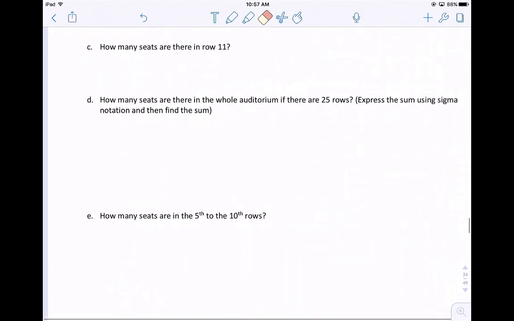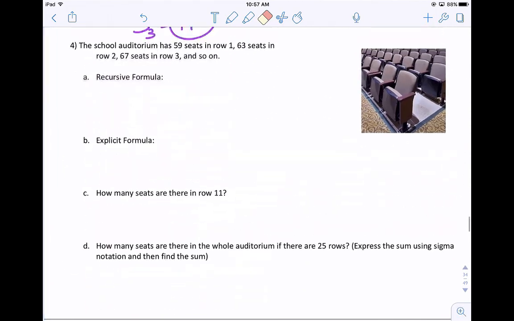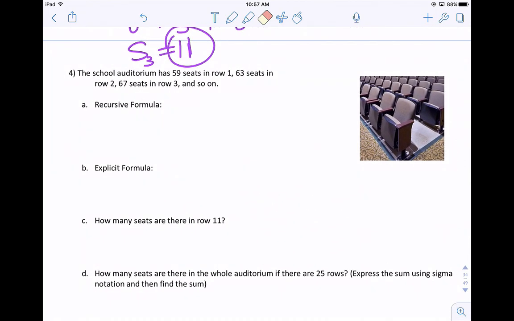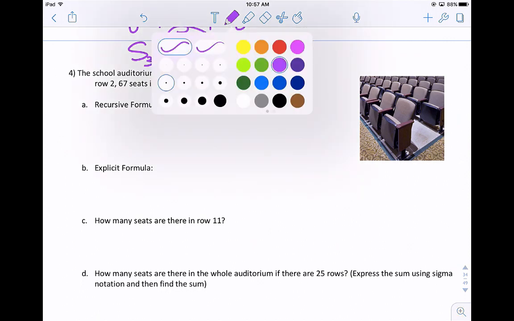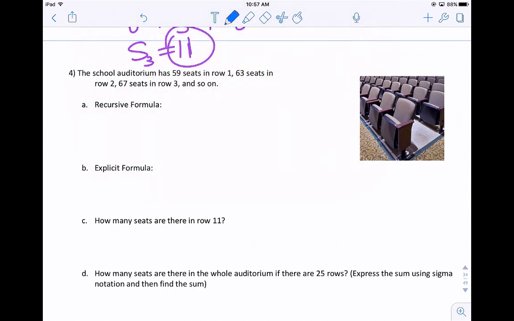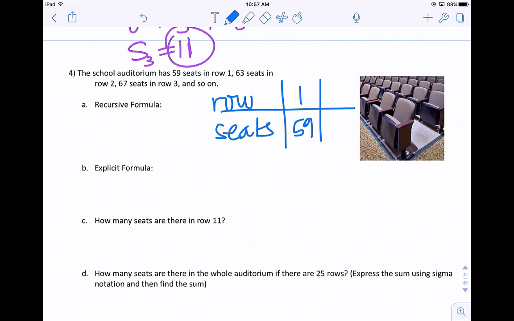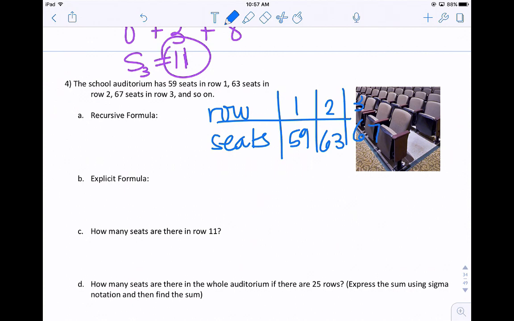There's one more here that we'll go over and then we'll have time to practice. Okay, so the school auditorium has 59 seats in row 1, 63 in row 2, 67 in row 3, and so on. Can you write the recursive formula? Okay, so for the recursive formula, I'm going to make a table. So here's the row, here's the seats. Okay, so row 1, 59. Row 2, 63. Row 3, 67, and so on.